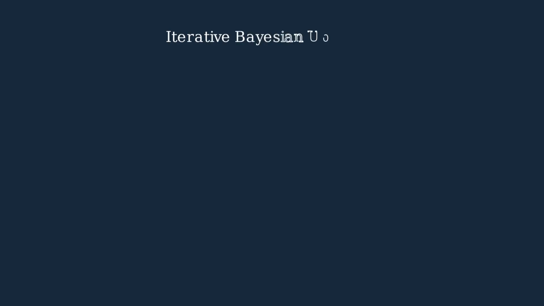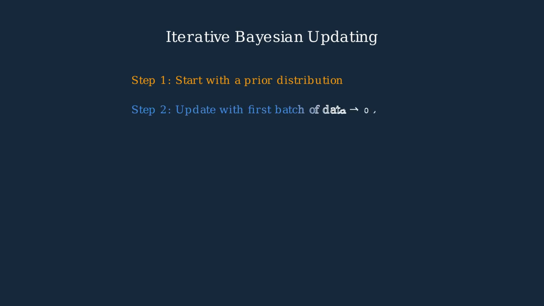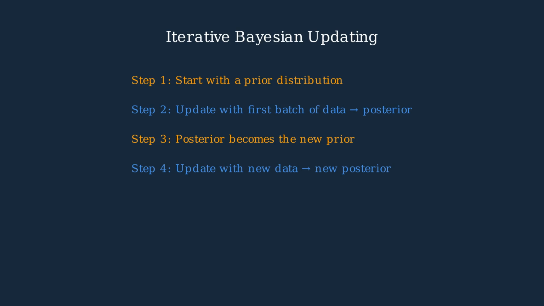A key strength of Bayesian methods is the ability to perform iterative updating. The process starts with a prior distribution, representing our initial beliefs. We update this prior with our first batch of data to get a posterior distribution. This posterior then becomes our new prior for the next update. We can continue this process as new data becomes available, continually refining our beliefs.